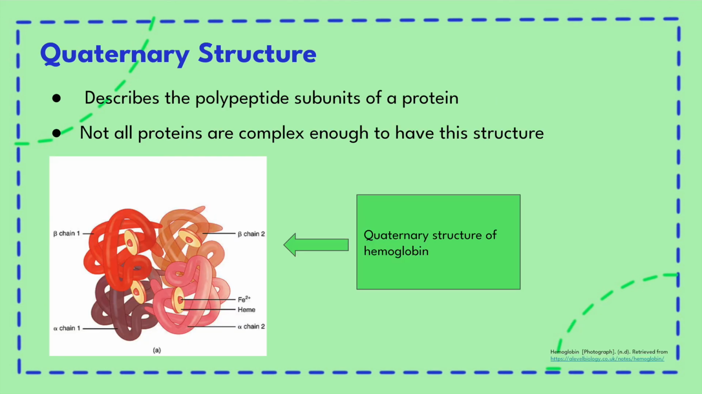The 4th and last level of complexity is the quaternary structure. In the tertiary structure, we were looking at an interaction between R groups. Here, we are looking at interactions between polypeptides. Quaternary structure describes the subunits of a protein, if a protein is that complex. For example, the quaternary structure of hemoglobin shows that it has 4 polypeptide subunits.